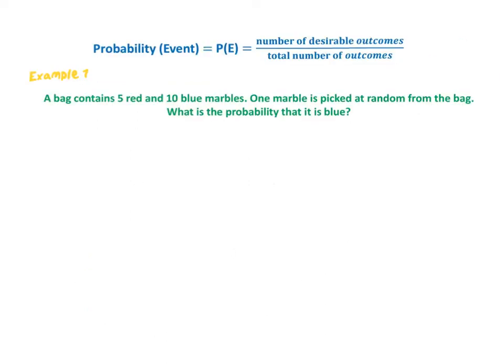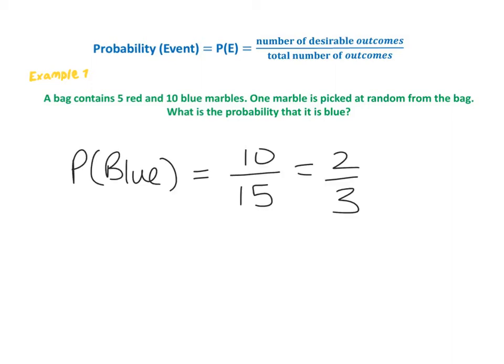The general rule is that we say that the probability of an event E is the number of desirable outcomes over the number of total outcomes. So the total outcomes here is 15 because it's 5 red and 10 blue. And what we want is the probability of a blue. So what we say is that the probability is 10 in 15 and that breaks down into 2/3.